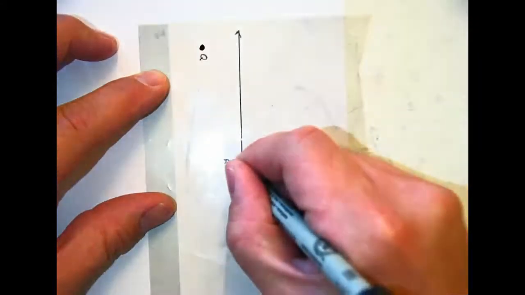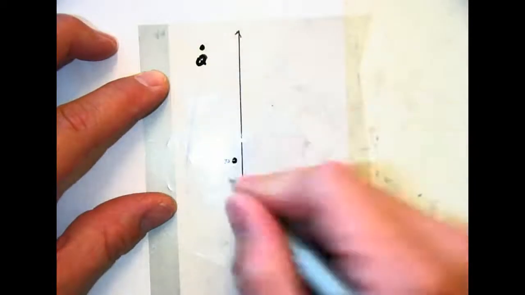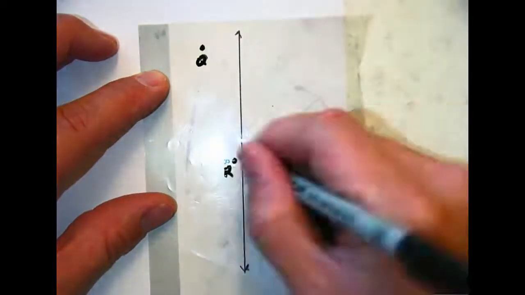Okay? Now, what I'm going to do is I'm going to take Q and I'm going to take R and I am going to reflect them.